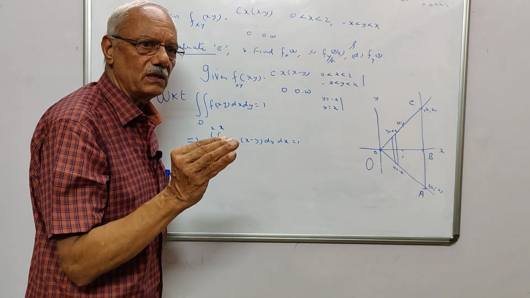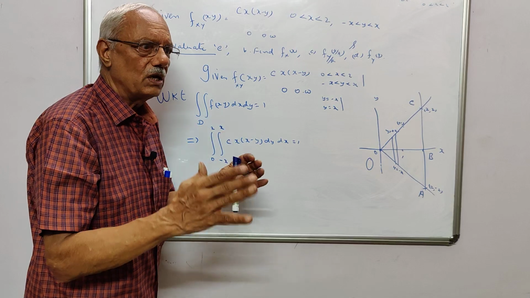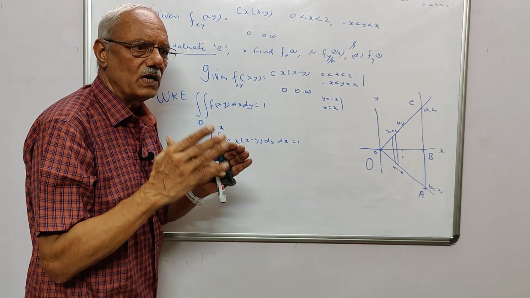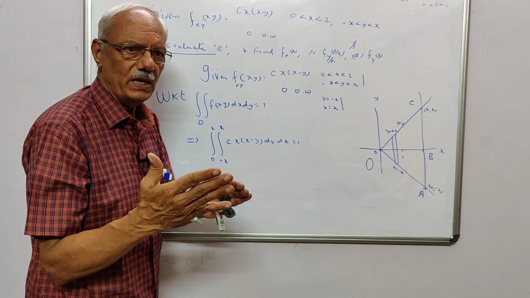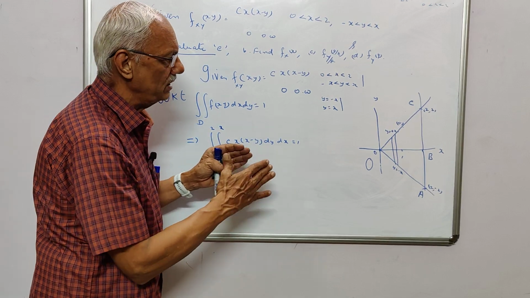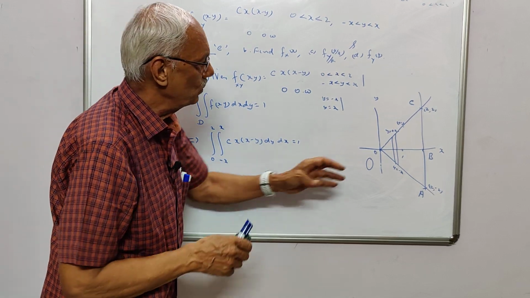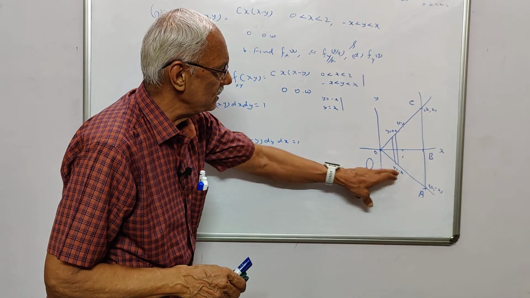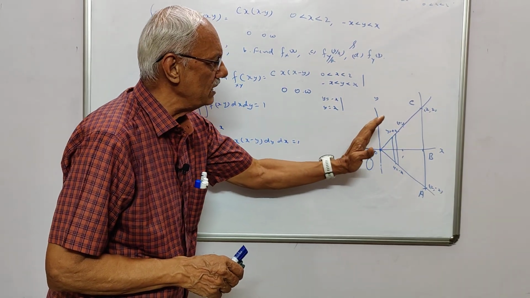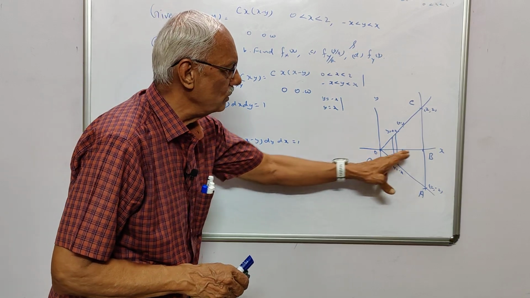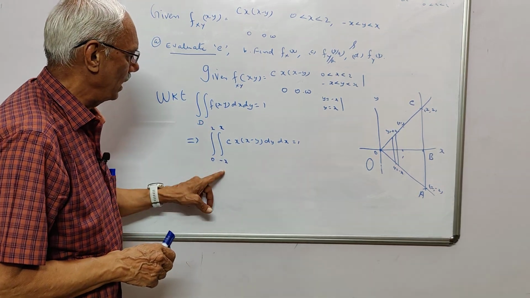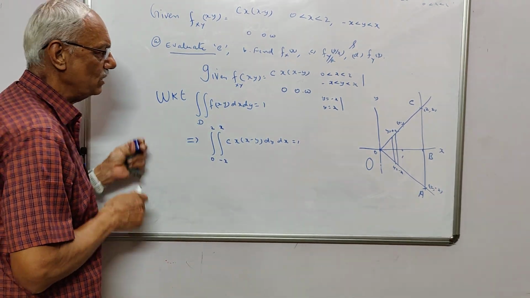So you have to integrate over the region. When you integrate over the region, you must be able to fix the lower limit and upper limit of y, and also with respect to x. This strip from minus x to plus x will sweep the full area extending from 0 to 2 for x. So the limits are 0 to 2 and minus x to plus x. So this is equal to 1.